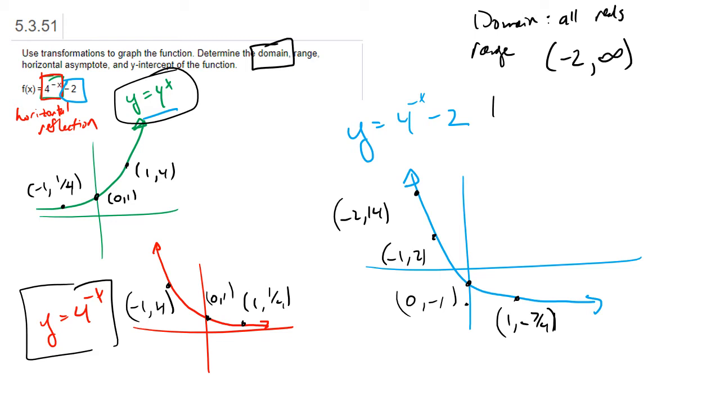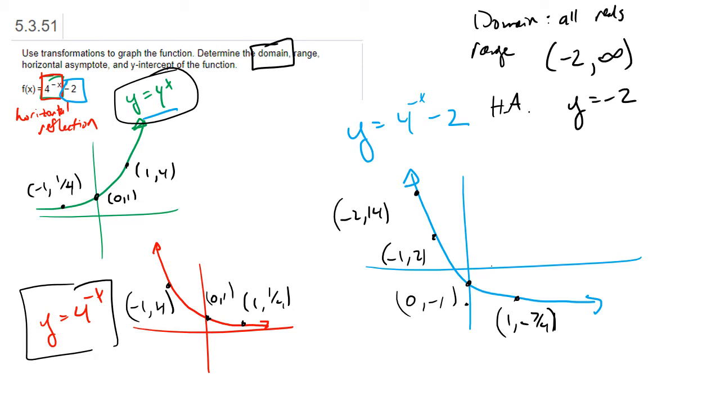Okay. The horizontal asymptote, well, the original function had a horizontal asymptote of y equals 0. A horizontal reflection preserves that, it's just off to the right instead of to the left, but it's been shifted down by 2 units, so the horizontal asymptote is y equals minus 2.